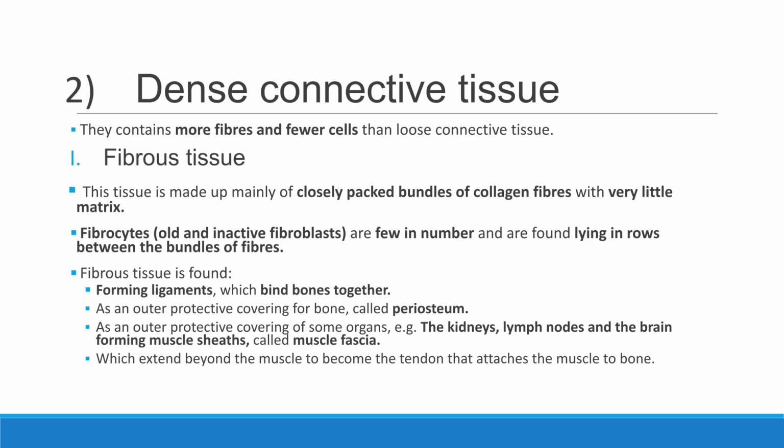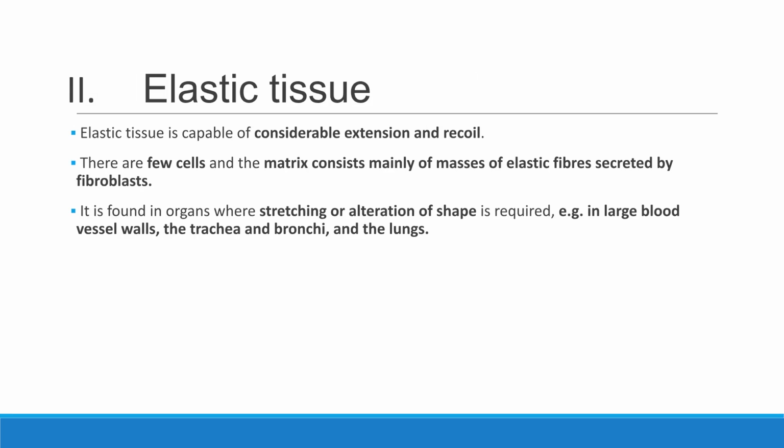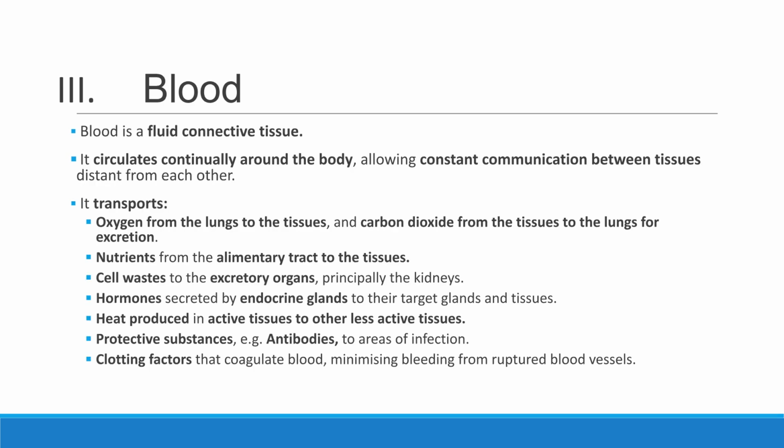Dense connective tissue has more fibers and fewer cells than loose connective tissue. Fibrous tissue, a type of dense connective tissue, is mainly closely packed bundles of collagen fibers. It forms ligaments, protective coverings for organs, and muscle sheaths. Elastic tissue is capable of significant extension and recoil. Its matrix consists mainly of elastic fibers. It is found in organs that require stretching or shape alteration, such as large blood vessel walls, the trachea, bronchi, and the lungs.